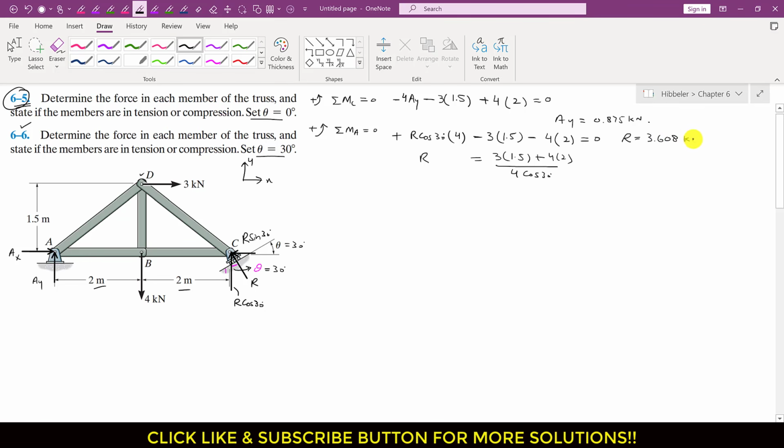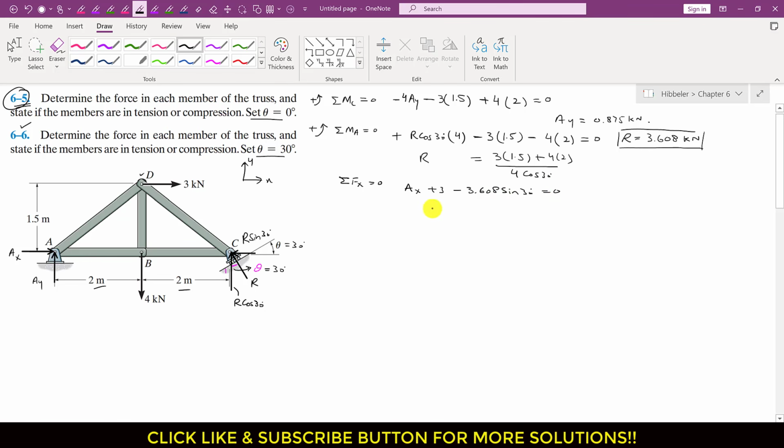And similarly, if we apply the summation of forces along x to the whole truss, right? So now as we can see that this AX is acting in the positive x direction, so I will write AX. This 3 kilonewton force is acting in the positive direction, so I will write plus 3. And this sine component is acting in the negative x direction, so I will write minus. Now our magnitude is known, so this is 3.608 sine of 30 degrees, and this is equal to 0.